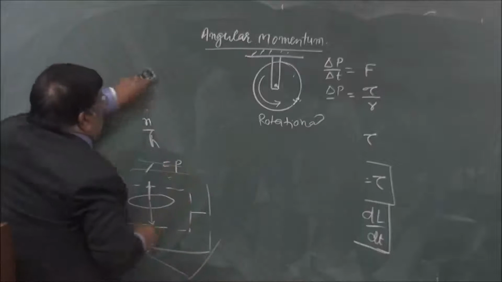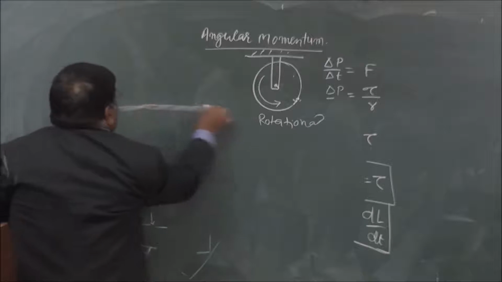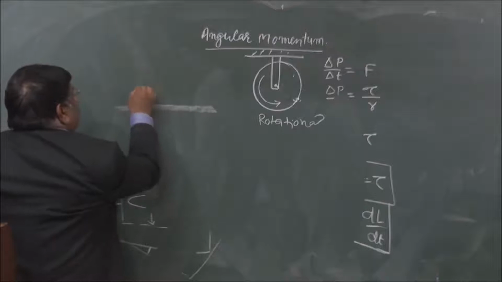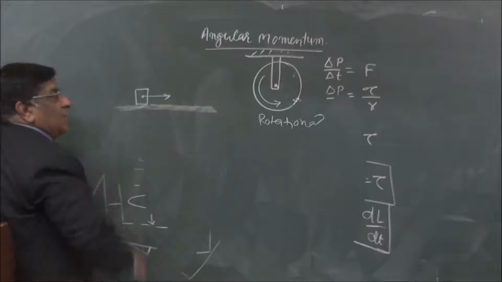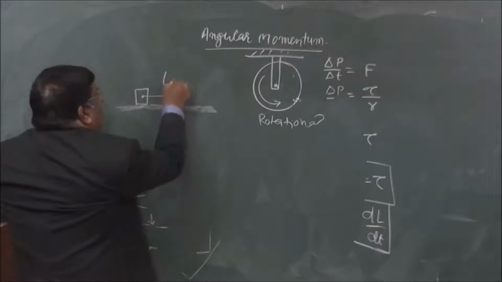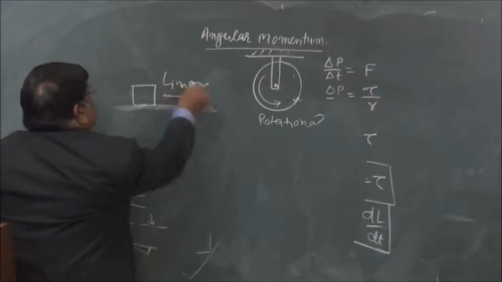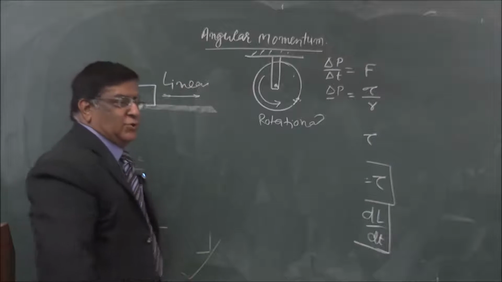I have a box on the floor. This is the floor, this is the box, and this is moving this way. Motion of this box is a linear motion. This is linear or translatory motion.